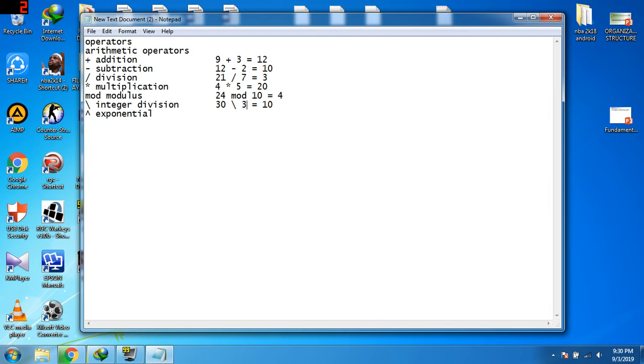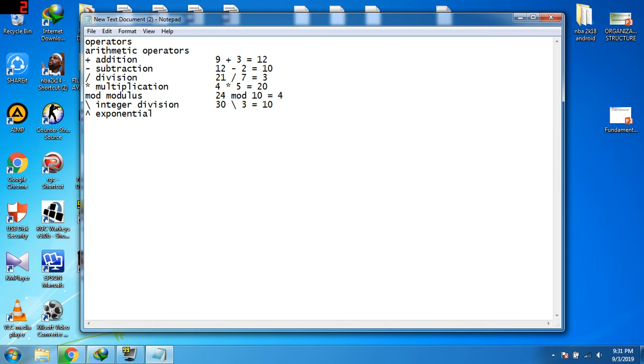In a normal division which we learn, we count both the whole number and the remainder or the point. Then in the modulus division, this is also a division, we count the remainder and we disregard the whole number. And then in integer division, of course, we count the whole number and disregard the remainder. So that's it.